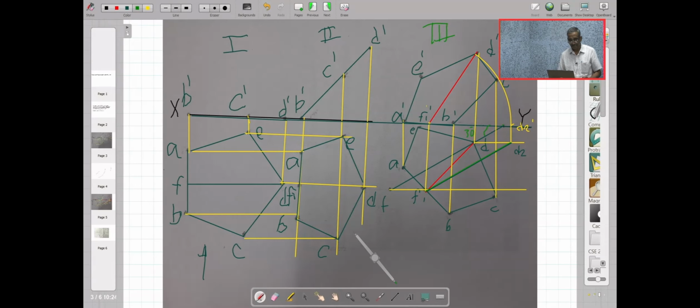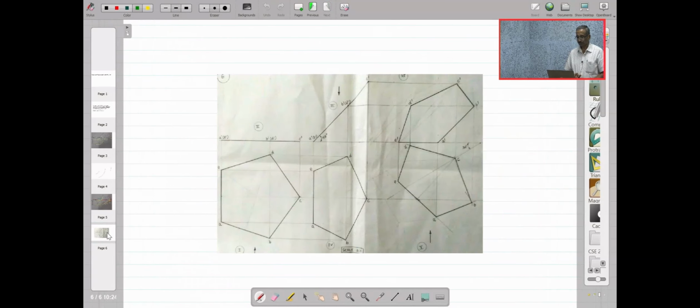Let me show you the answer which is drawn manually. So this will give complete clarity for you. So this is the pentagon in the top view, stage 1, and this is the front view. I am tilting to 45 degrees. This is my stage 2 front view. This is my top view, and this is my stage 3. So I have drawn the line at true angle of 30 degrees.